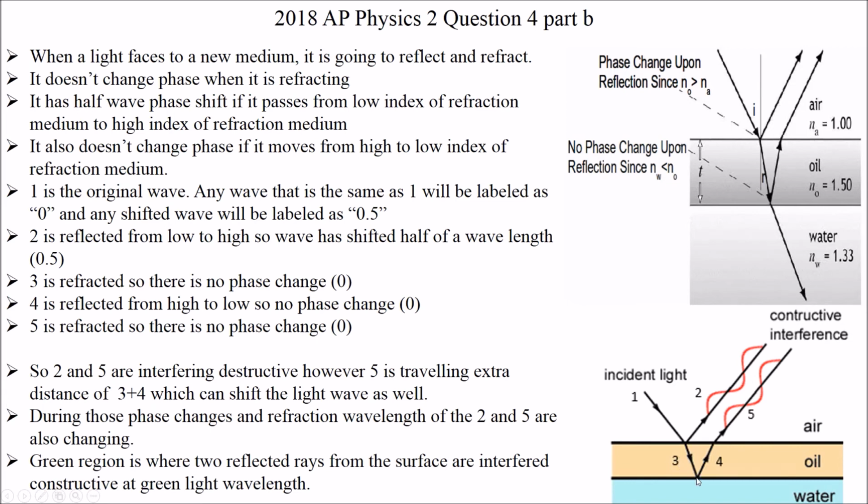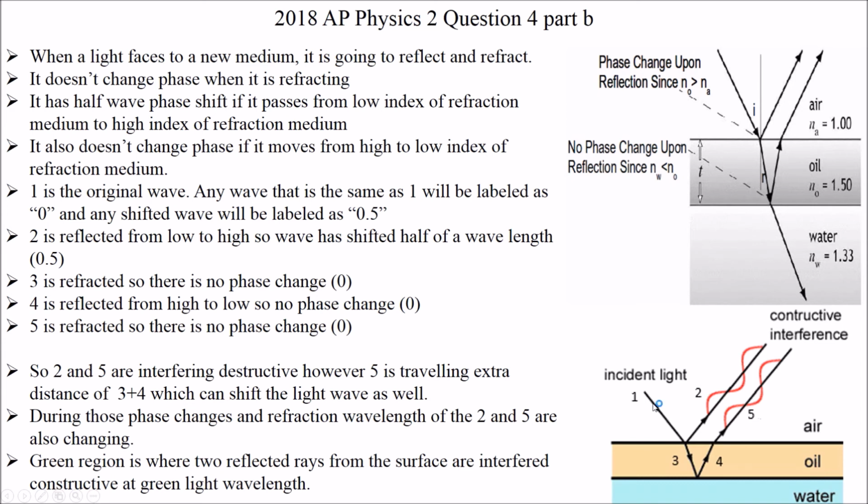But then what's going to happen? It's going to hit the water, and then it's going to reflect. But this time it's going from oil to water. And oil has an index of refraction of 1.5 and water has 1.33. So if you're going from high index to low index, when you're reflecting, there is no phase change. So that means 1 and 3 are in phase. So 3 and 4 are in phase as well. And 4 is refracting when it's going from oil to air, to 5. Then 4 and 5 are also in phase.